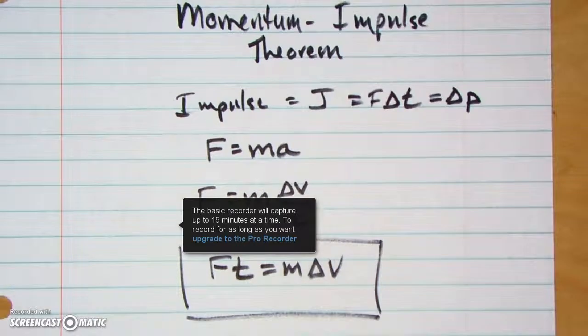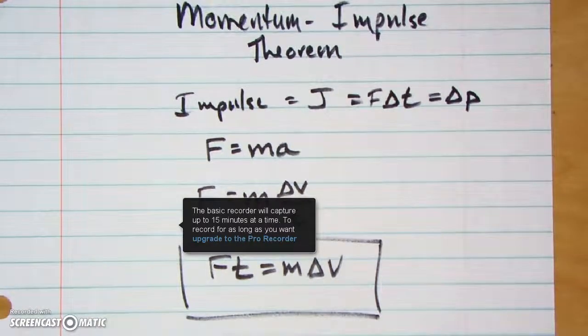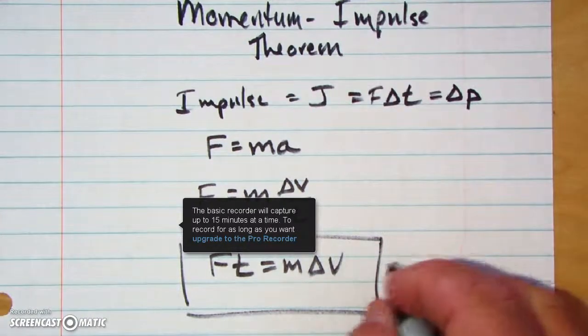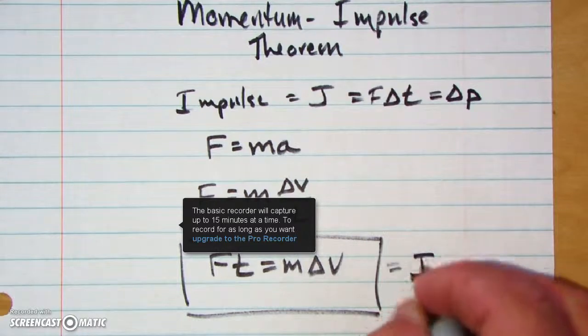Force times time will cause a change in momentum. Remember, momentum is a product of mass and velocity. So in other words, it makes sense. If I'm going to change the velocity of something, I have to apply a force, and it takes time to do it. Altogether, that's equal to J for impulse.